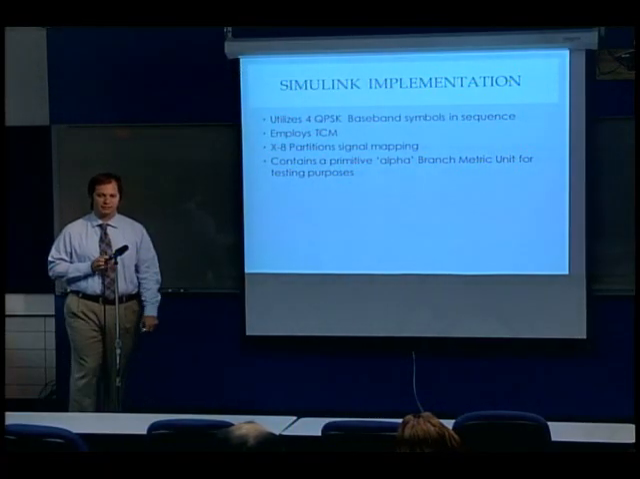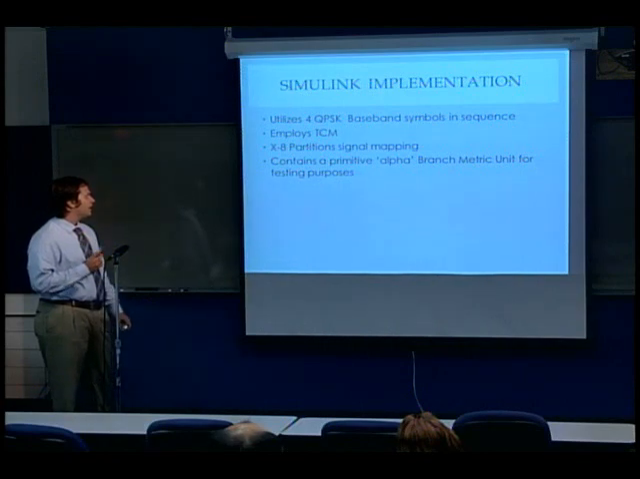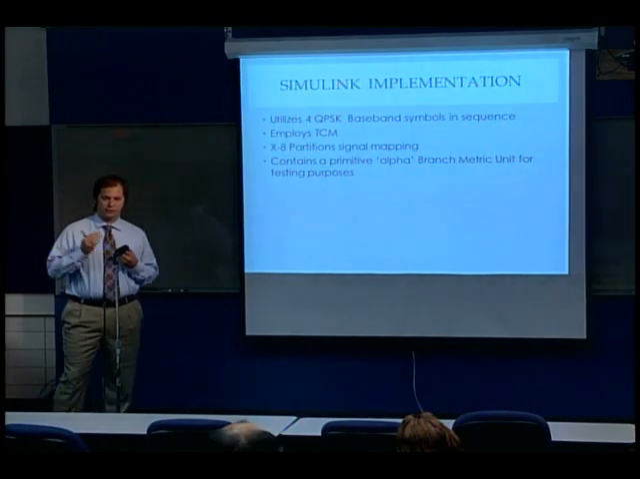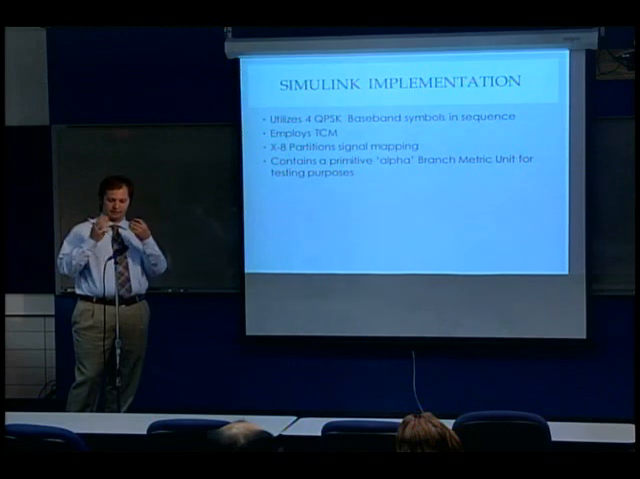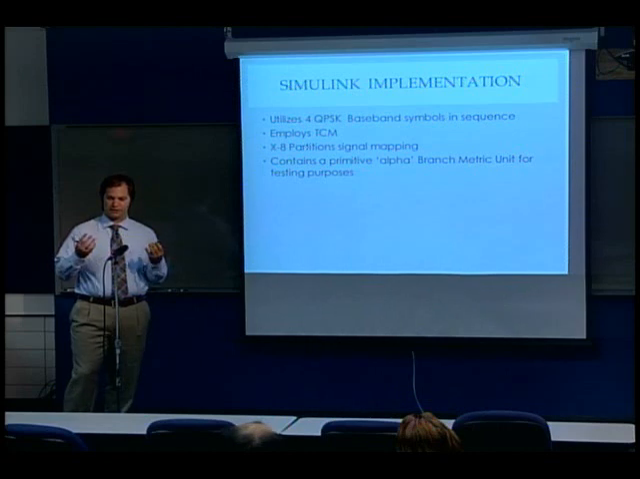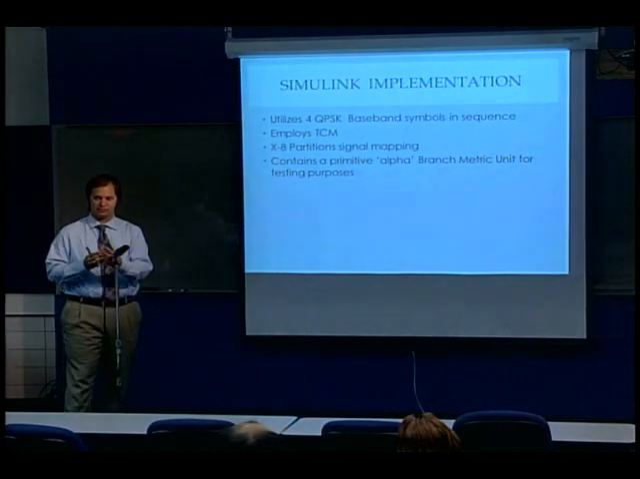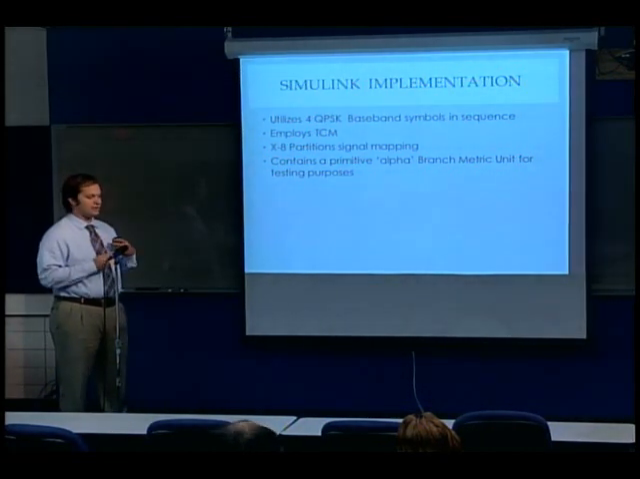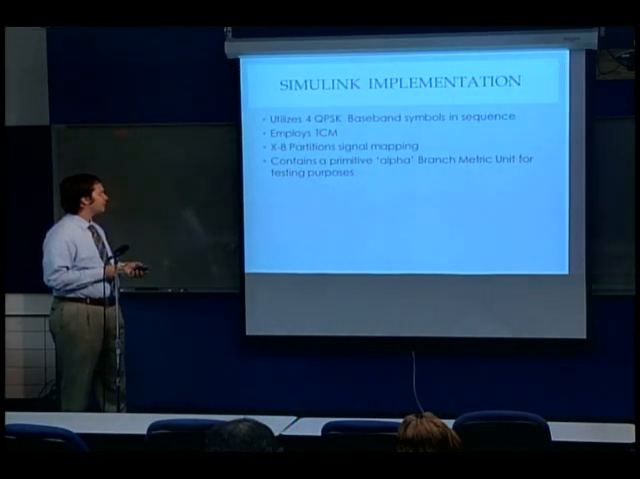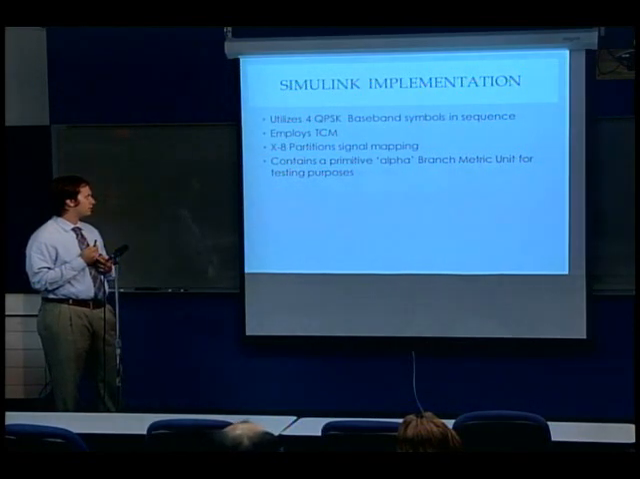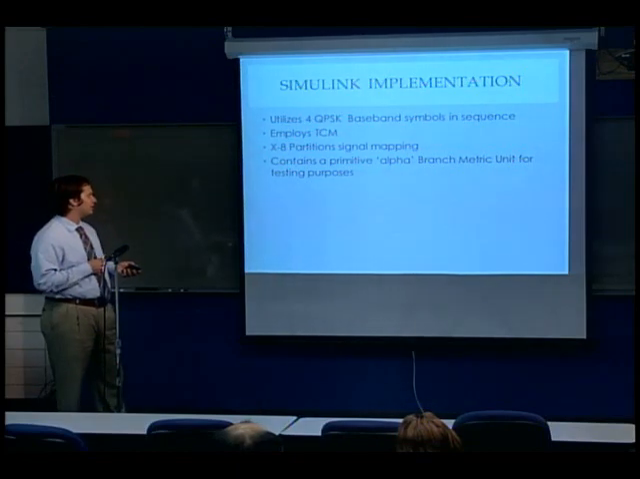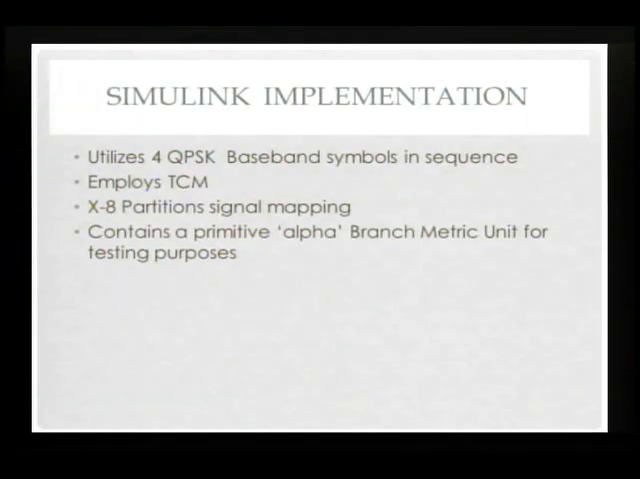Our current Simulink implementation has 4 QPSK schemes going at once, just as if we're taking a QPSK scheme and sending 4 of them. So it's 8-dimensional. We do that with the trellis coded modulator, which I'll show y'all momentarily, with X8 partition signal mapping, and it has our current branch metric unit for measuring error.